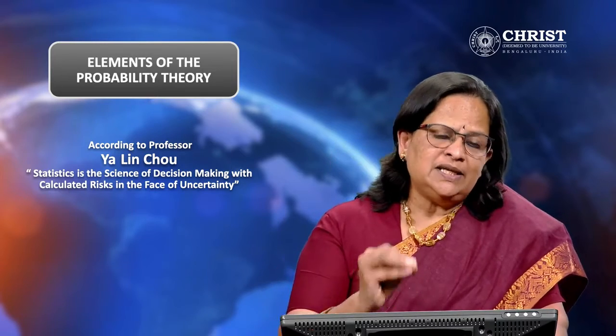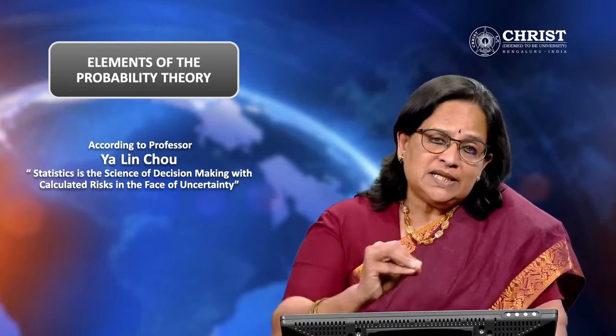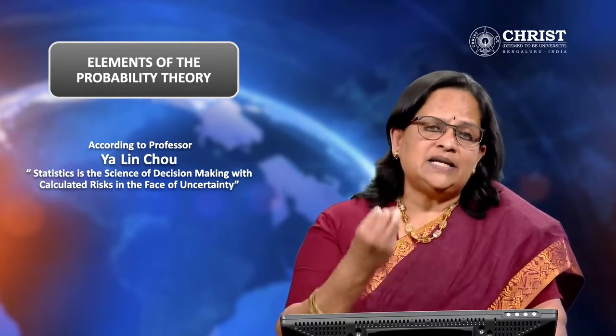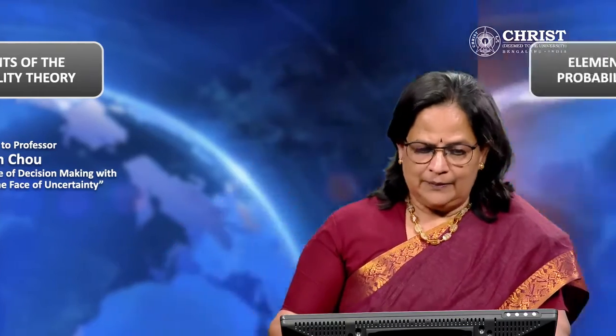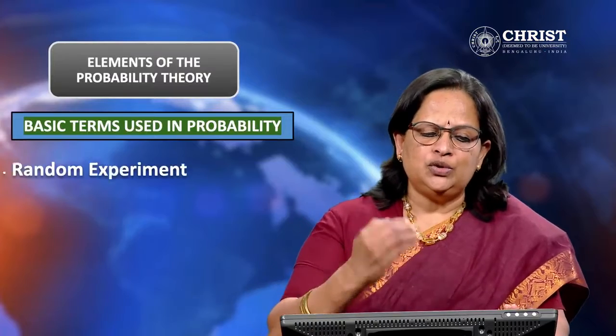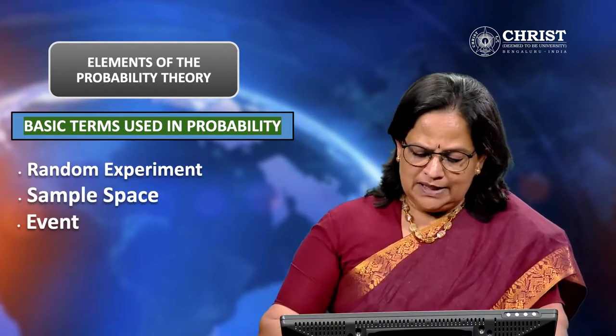Chance differences are there, uncertainty is there, and probability is helping to solve the statistical problem and to make us the correct assumptions or the correct decisions. Now, basic terms used in probability. Three terms I'm going to use: one is random experiment, second one is sample space, and the third is event.